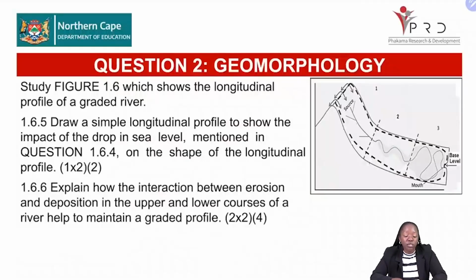Then your next question is figure 1.6.5. You draw a simple longitudinal profile to show the impact of the drop in sea level mentioned in question 1.6.4 on the shape of the longitudinal profile. So 1 times 2. Then lastly, your 1.6.6, you explain how the interaction between erosion and deposition in the upper and the lower courses of the river help to maintain a graded profile. 2 times 2. So 2 responses.